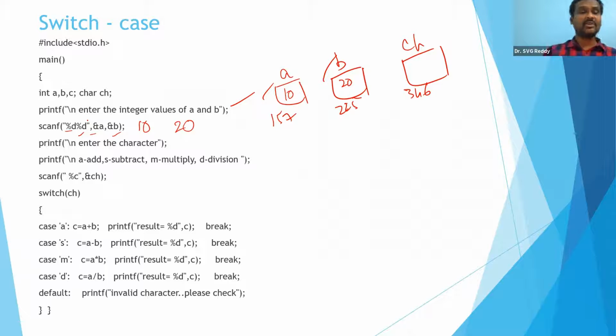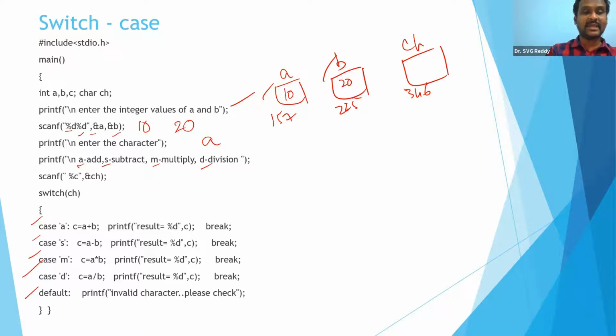So here we have, see the cases here: case A, S, M, D. A for add, S for subtract, M for multiply, and D for division. Then I just give some character. If I give A, it should add. If I give S, it should subtract. If I give M, it should multiply. And if I give D, it should do the division. If I don't give any of A, S, M, D, then it will go to default and print something there, some statement. So then, if I enter A, enter the character, I enter A.